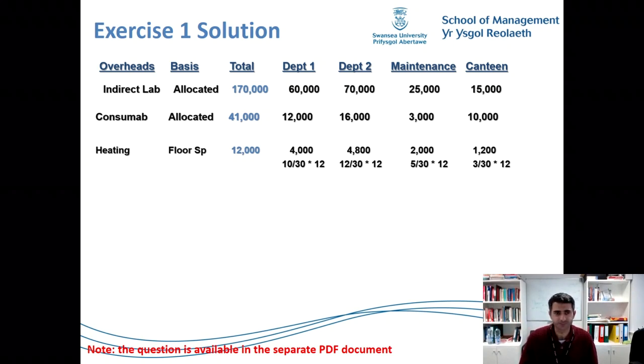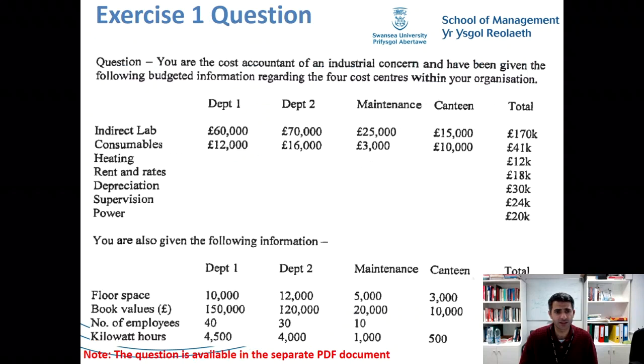Number 4, we've got rent. Again, when it comes to rent and rates, the total is £18,000. So what do you think is the best basis to match rent and rates? Of course, you would say floor space, because when it comes to rent we talk about floor space. So yes, it's floor space again.